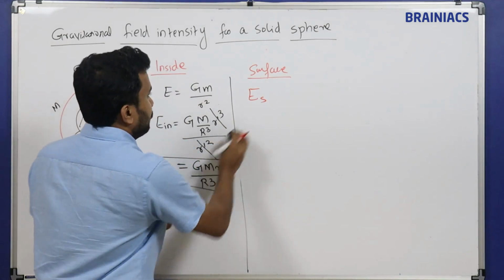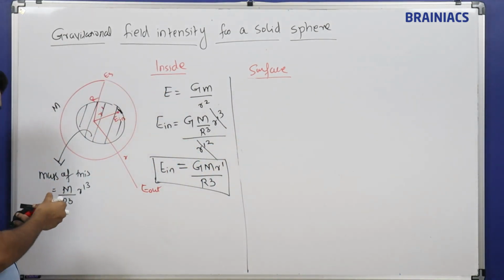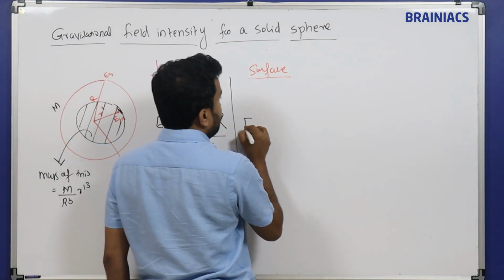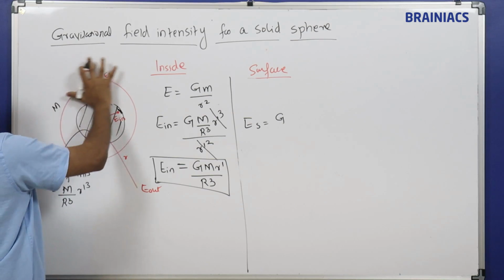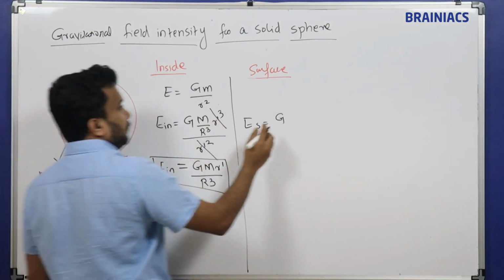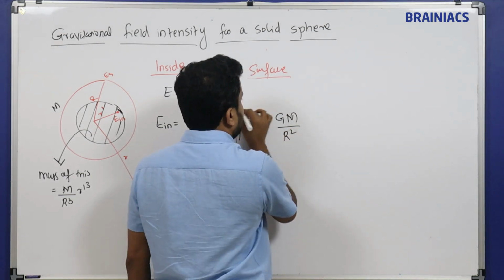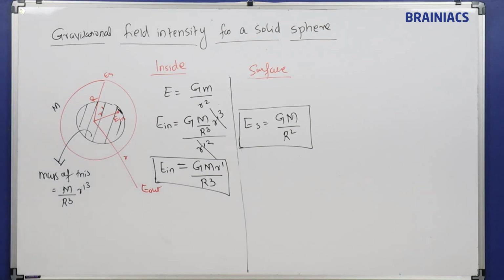So surface is equal to, I will use the same color, right? So that we have the same equation available. Same equation means the same general formula is available with us, but this will change. E_S will be equal to G into, what is this surface? Surface means the full sphere will come, which has the full mass, divided by its distance, r square. Now we are going to see the next part.